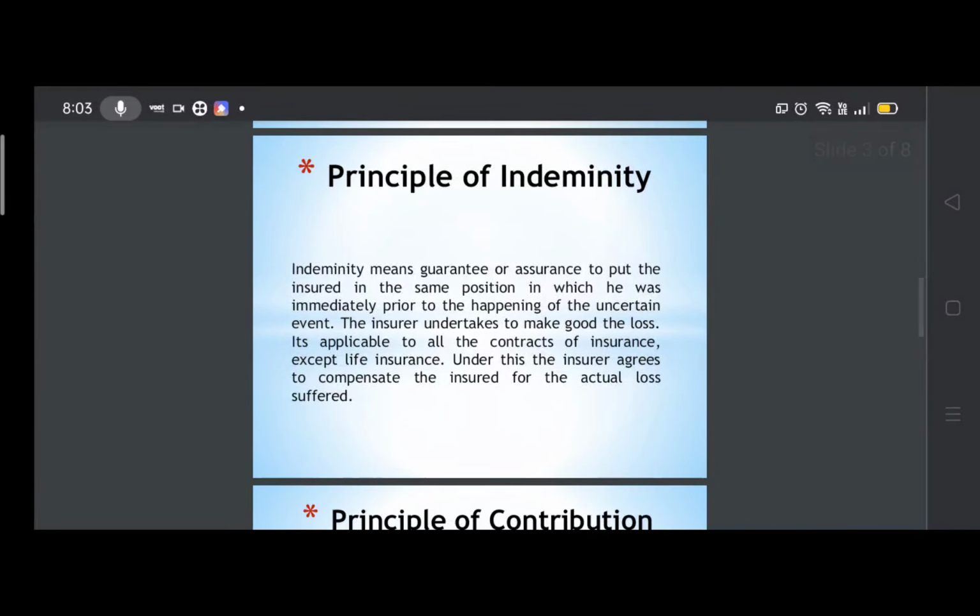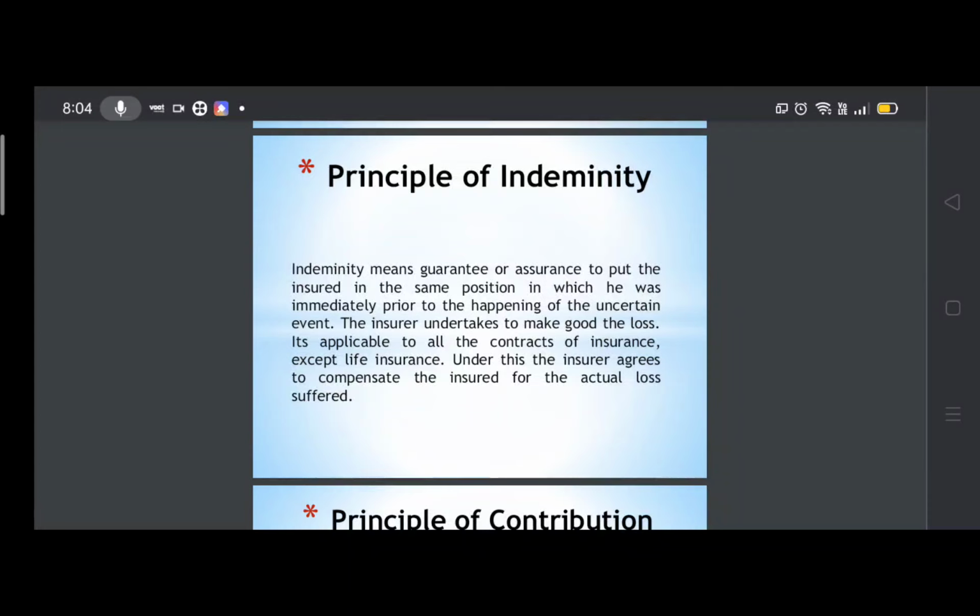Then we have the principle of indemnity. Indemnity means it is a security which makes the loss good. Why insurance is actually taken is to overcome the unpredictable loss that might arise. So it is said that indemnity makes good the loss, nothing more than the actual loss. Indemnity is a guarantee or assurance to put the insured in the same position in which he was before this uncertain event happened. So that was about the principle of indemnity.